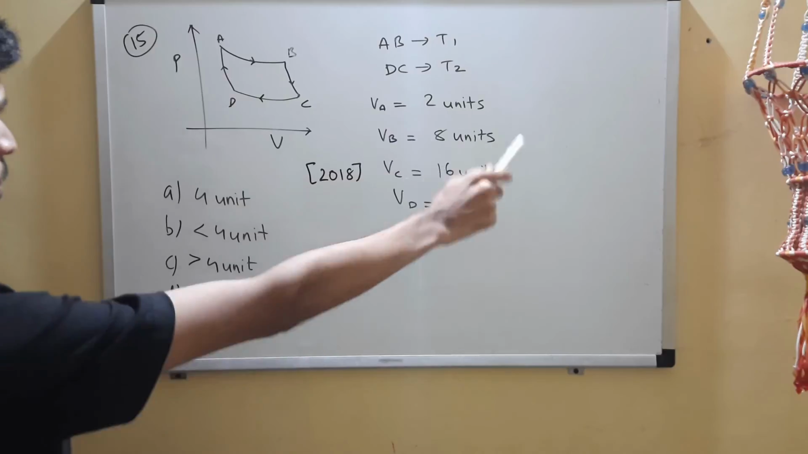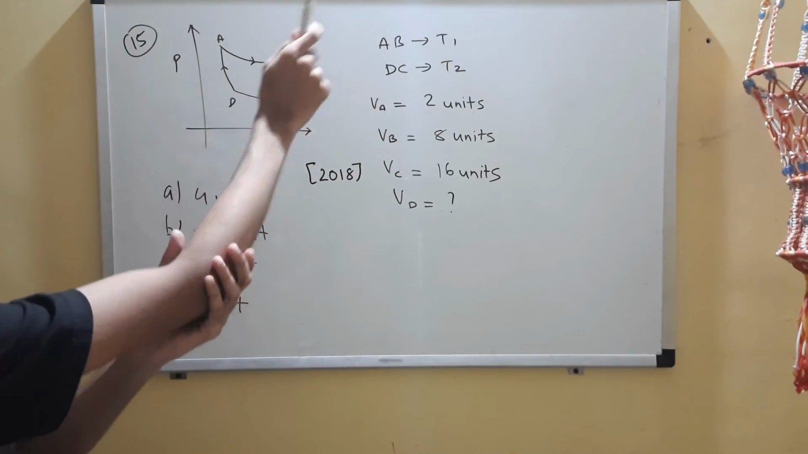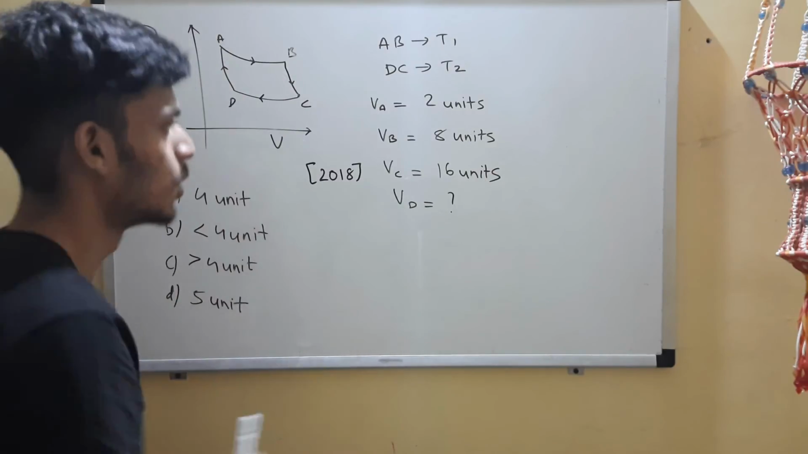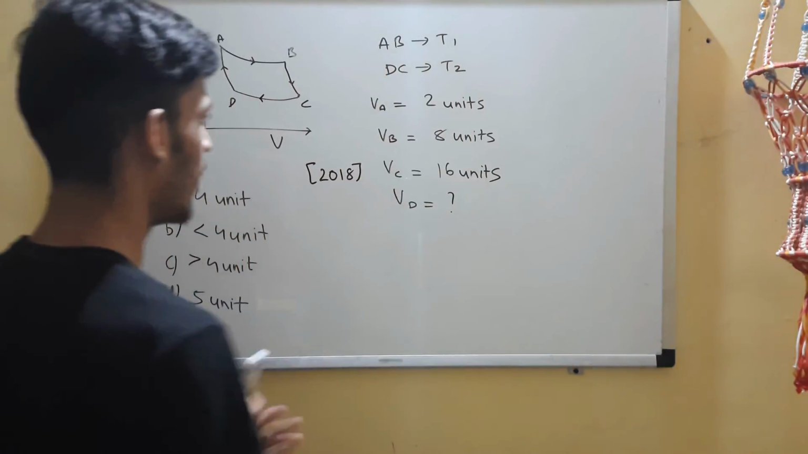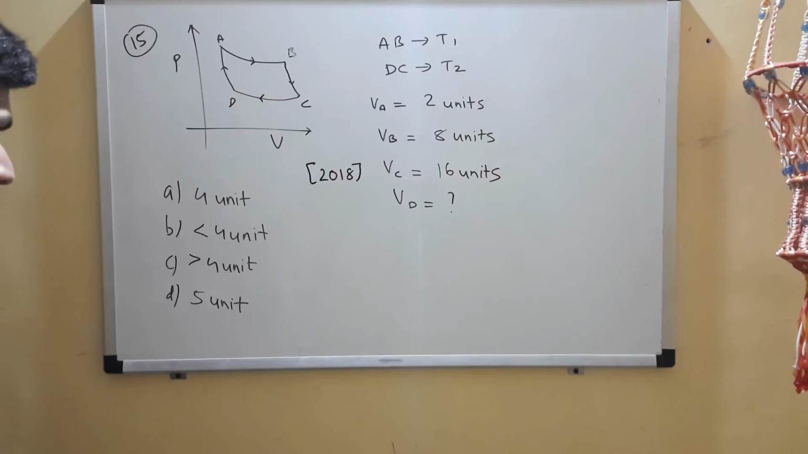Volume at A is given, volume at B is given, volume at C is given, and you are supposed to find the volume at D. Now the approach is not very evident, right? How will you approach this question? Actually, I'll tell you the shortcut method first.